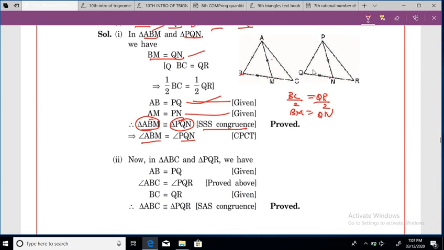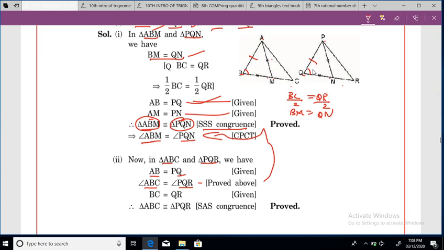ABC. So in that, take ABC and PQR. We know that AB is equal to PQ. First one, angle ABC is equal to angle PQR. Just to know that AB equal to PQ means these two angles are equal. That's why we write angle ABC is equal to angle PQR. So proved above. It means we proved here.